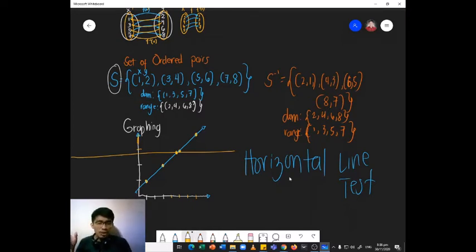Okay, so another one, I'm going to draw here. Again, it touches once. I'm going to draw another one, it touches once. If I draw horizontal lines infinitely, the horizontal line will only touch the graph once. And if it touches once, it means that certain graph has an inverse.